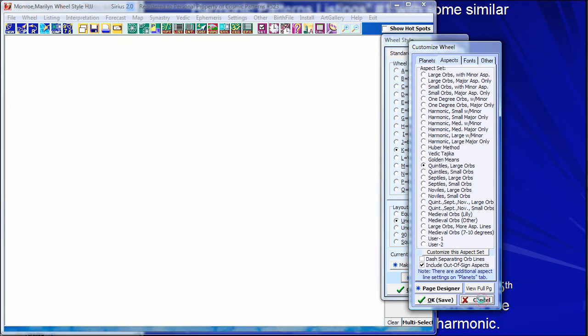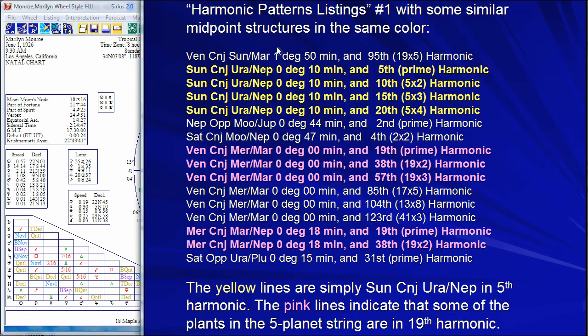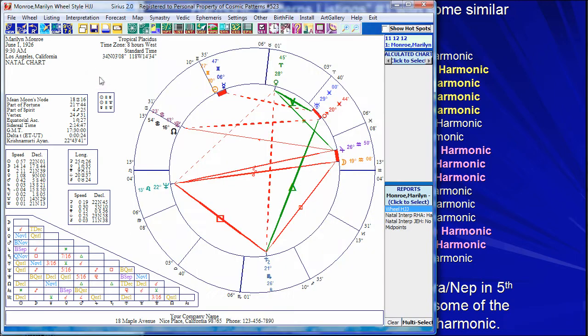Okay, so just cancel out of that. I just wanted to show you how this listing can help. Now, this gets very interesting. The Venus at Mercury-Mars is a 19. When it says 19 times 2, 19 times 3, it just means it's within orb of higher harmonics. It tells us it's a very tight pattern. And the Mercury at Mars-Neptune is also 19. So there's some big 19 thing going on.